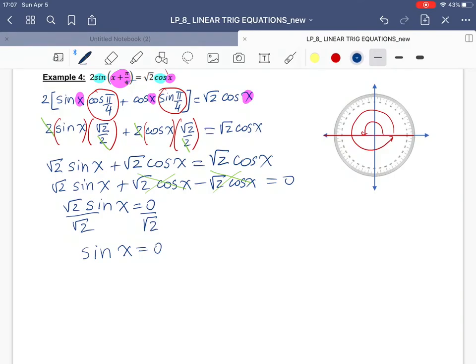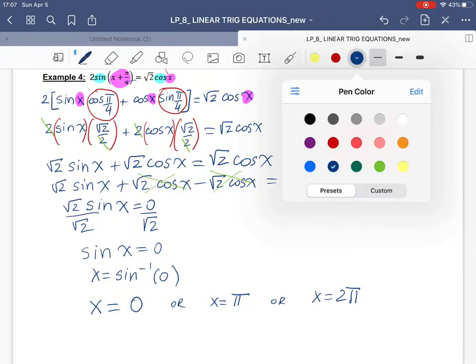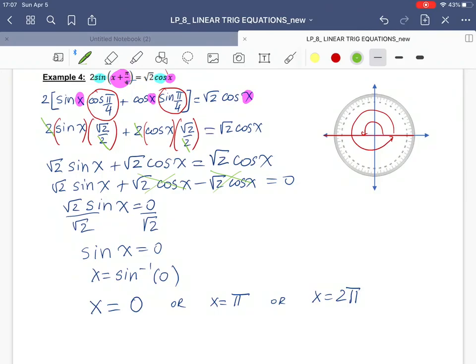So going back to our solution, we're going to say x is inverse sine 0. We just found out that x can be 0 radians, or x can be pi radians, or x can be 2 pi radians. So we got not just one, not just 2, but 3 solutions. So here goes the first one, the second one, and then there goes the third one.